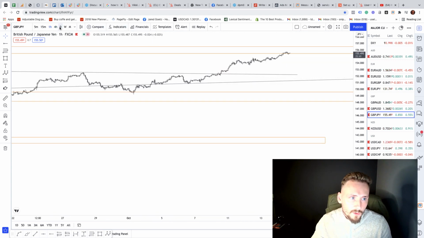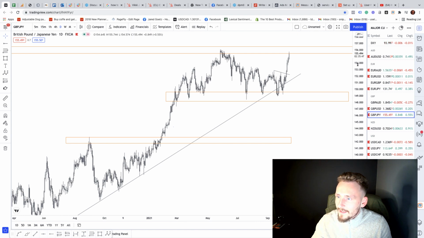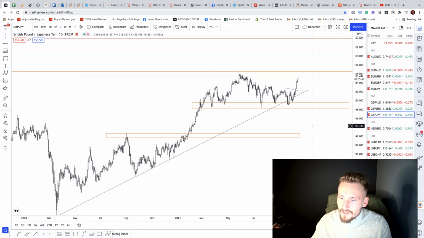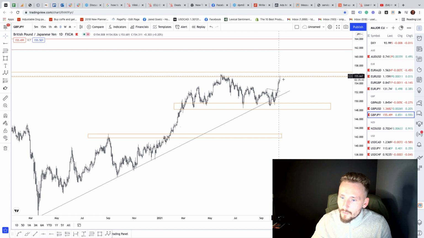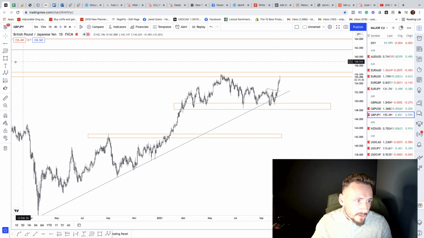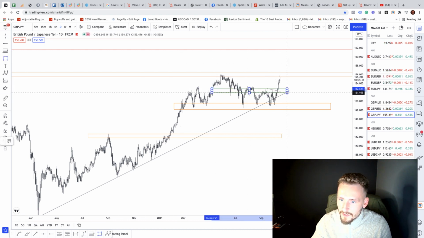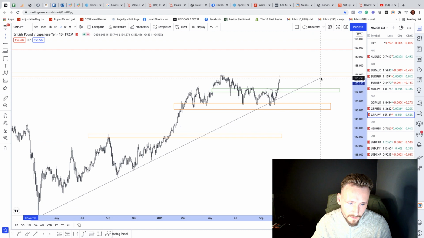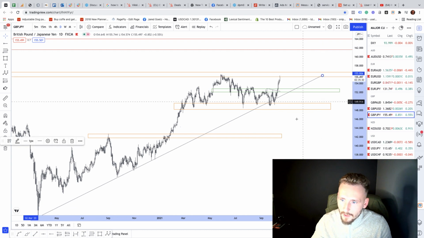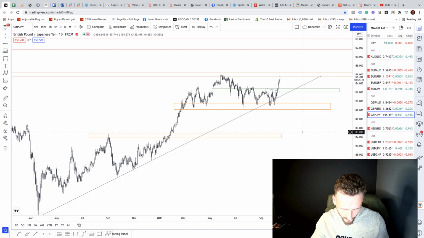If we go to the daily time frame, you can see we are hitting that nice area of resistance. I do think we're going to get a pullback. We might actually come back down in line with, let's just start making this different colours. There we go. So we might actually start coming back down in line with this trend line here. So I'm thinking that we're going to come back down.